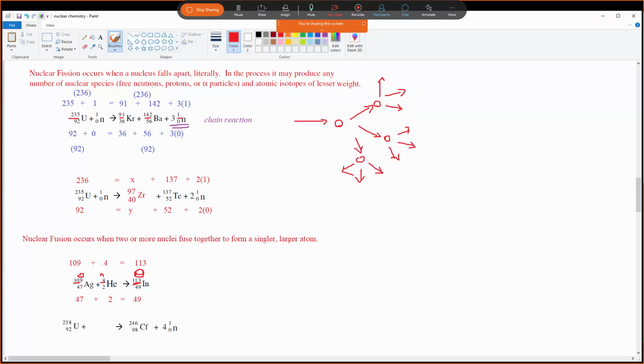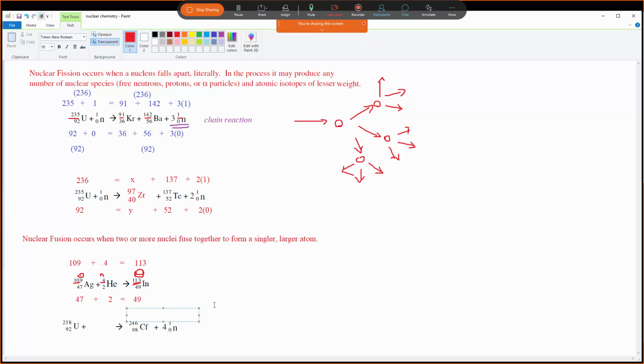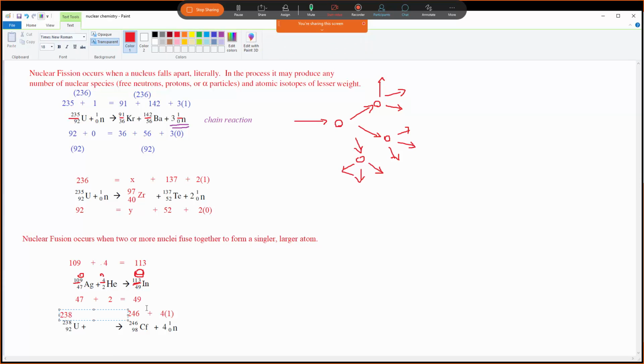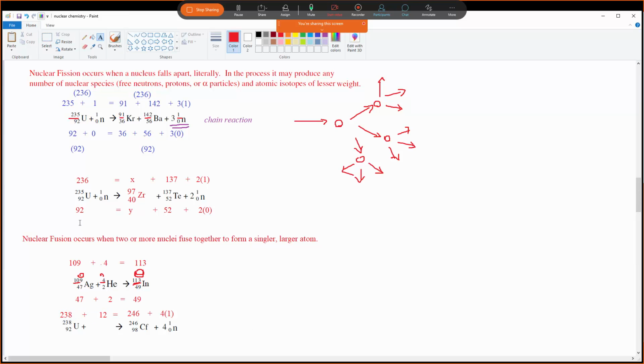All right, Sarah has got this. She says on the right-hand side now, 246 plus I've got 4 times 1. That gives a total of 250 on the right-hand side. So 238 plus what is equal to 250? She says the answer is 12, right? That's going to get me there.